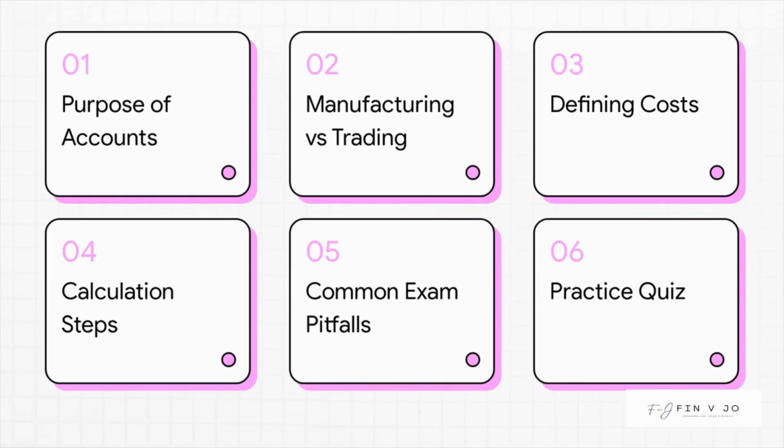Okay, let's take a quick look at the agenda. We've got 6 parts today. First, the purpose of these accounts. Then, manufacturing versus trading, defining costs, a step-by-step calculation, some common exam pitfalls to watch out for, and we'll wrap up with a final practice quiz.